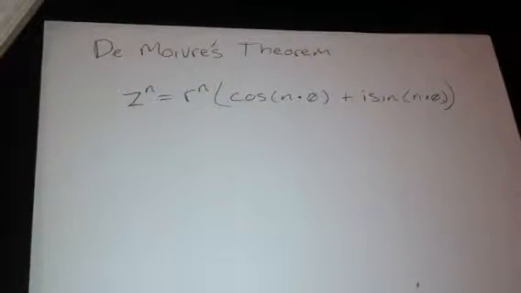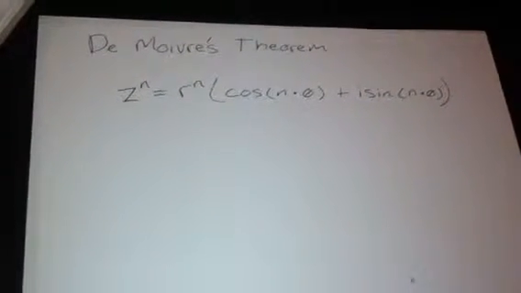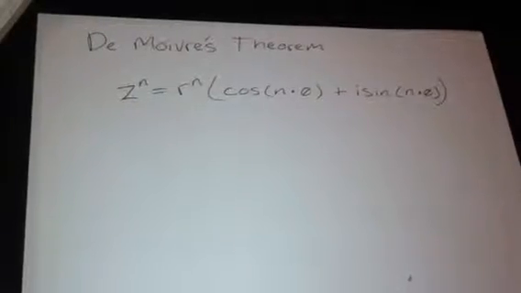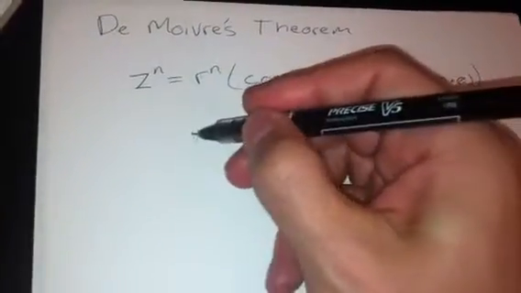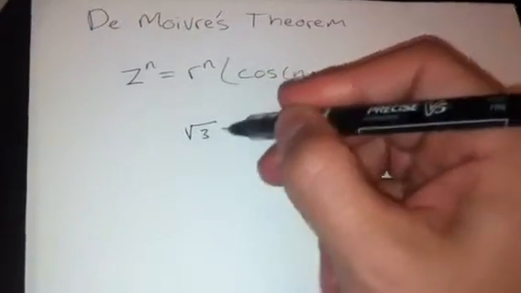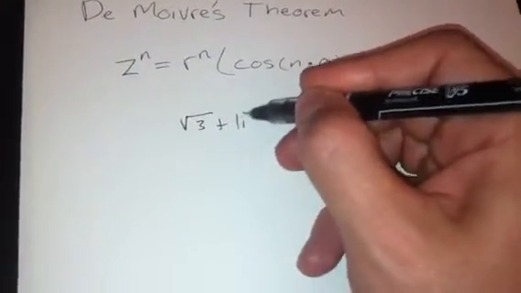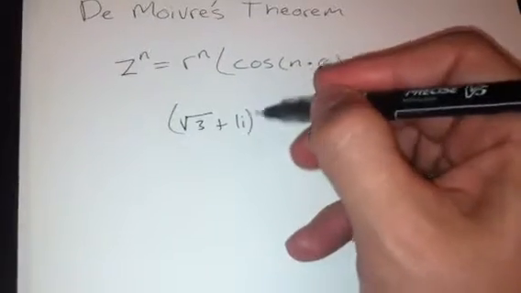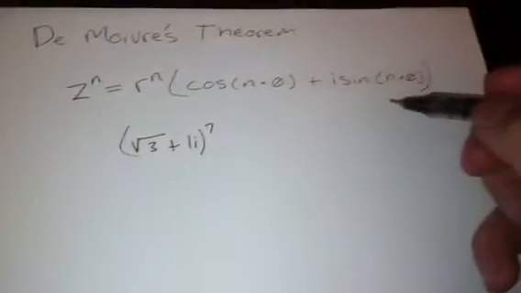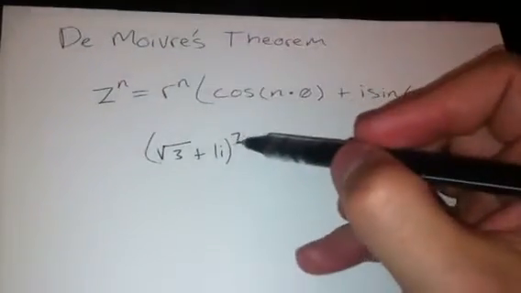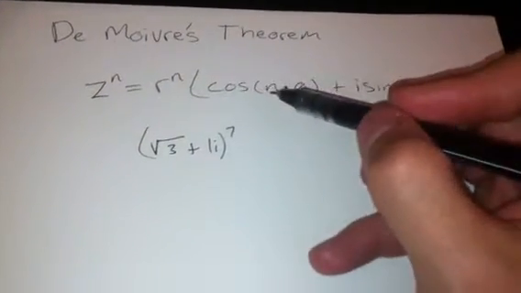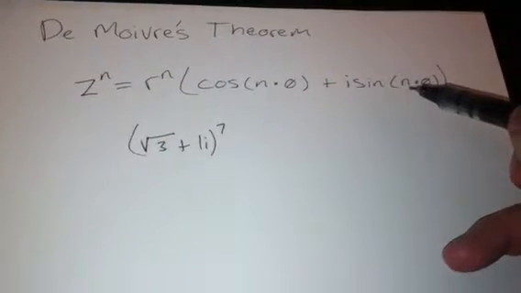Okay, so now we're working with De Moivre's theorem. It's used to find the power of a vector. So if we're working with something, say, square root of 3 plus 1i to the 7th, we're going to recognize that 7 is equal to n. So 7 will replace n here, here, and here.